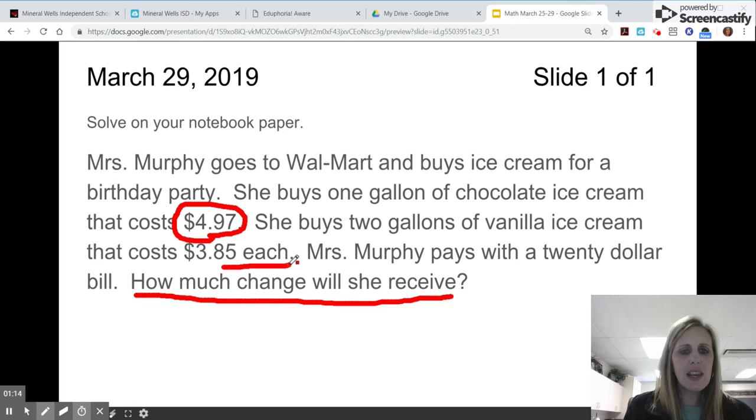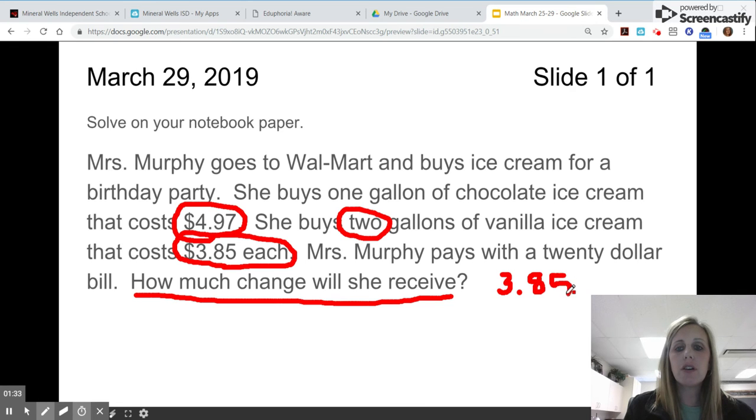But it says each. Oh yeah, that's because she buys 2 of those. So I'm going to need to use $3.85 twice. And I know we've learned about lining up those decimals all week long. So I want to make sure that I have my decimal places lined up, which gives me my ones placed together, my tenths together, and my hundredths together.